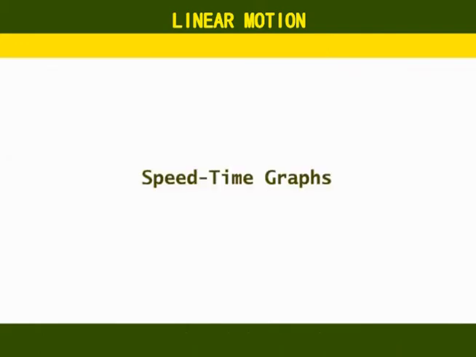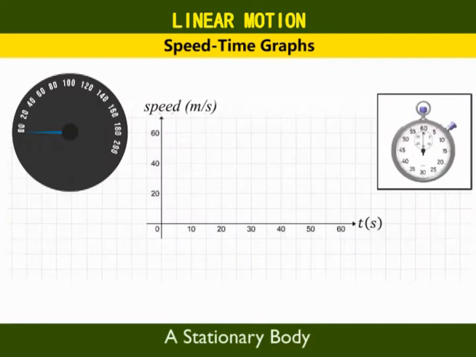Next, we move to speed time graphs. These graphs show how speed changes over time. We use a speedometer to study these. First case, speed time graph for a stationary body. For a body at rest, it means the speed is 0 meters per second at time t = 0 seconds. At time t = 10 seconds, the speed is still 0 meters per second. At time t = 20 seconds, the speed is still 0 meters per second. So the graph is a horizontal line along the time axis.